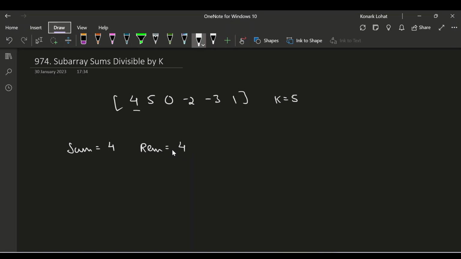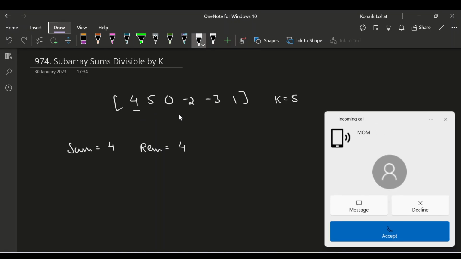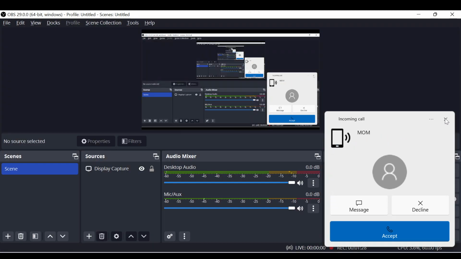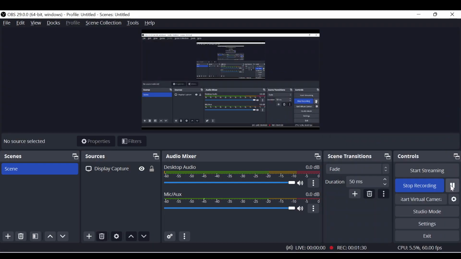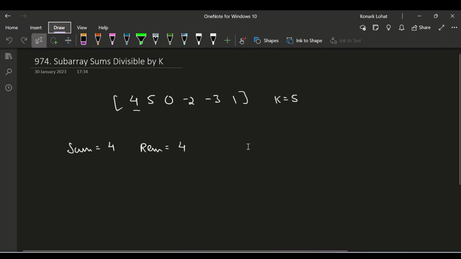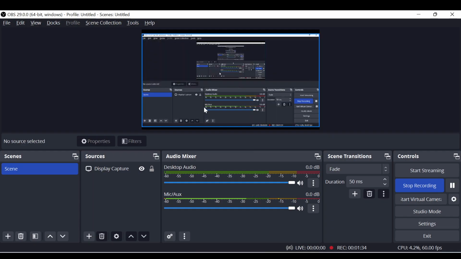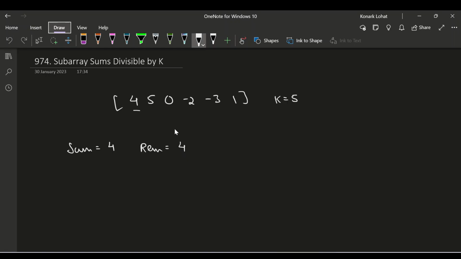There's one important thing to observe. So if we are starting with this element, yes, now we have this remainder, right? This is the remainder 4 and the sum is 4 as well.